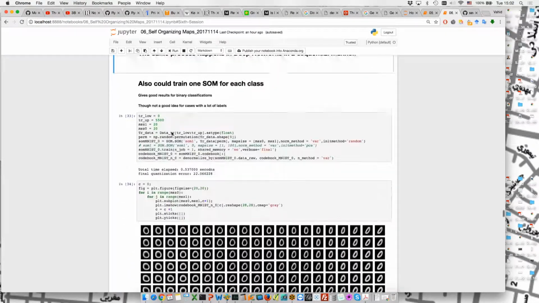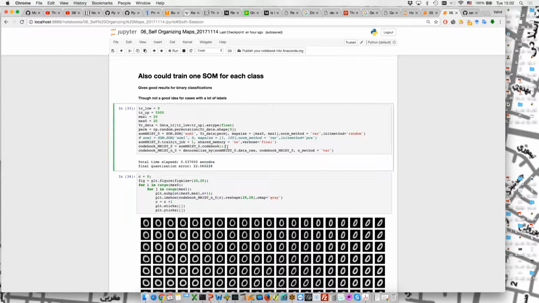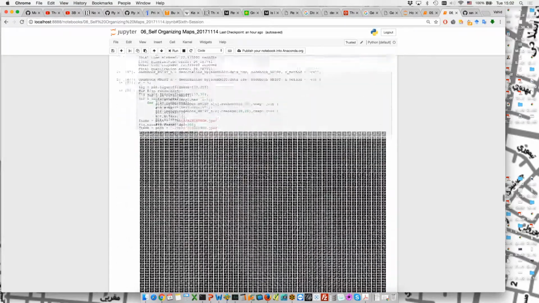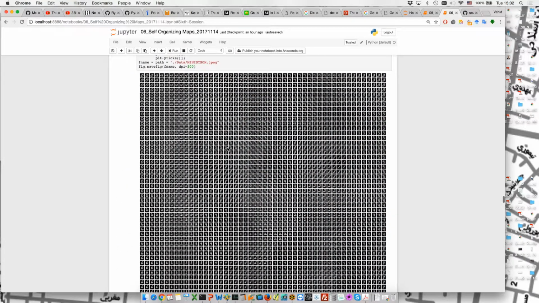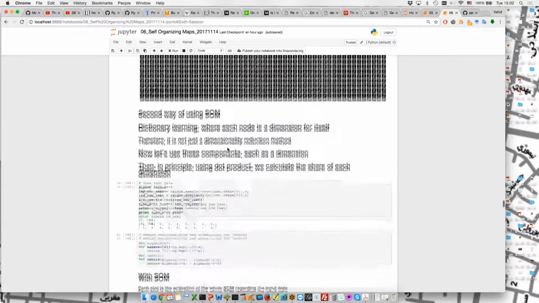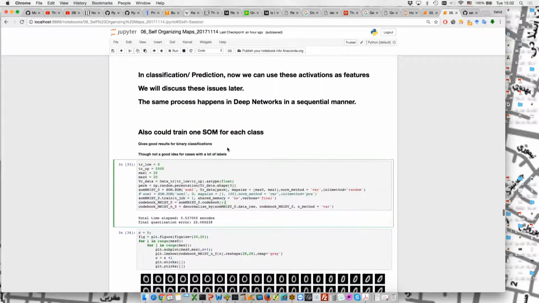And also, as I told you, you can do it for each class as well. Because the problem is that when you do it for all the classes, you have less space for each class, right? You just say this area for 0, this area for another. But what if I just train one SOM for label 1, one for label 2, and so on? You might expect that if you have 1,000 labels, you need 1,000 SOMs, right? But with binary classification, I have done this before, and it gives very good results.